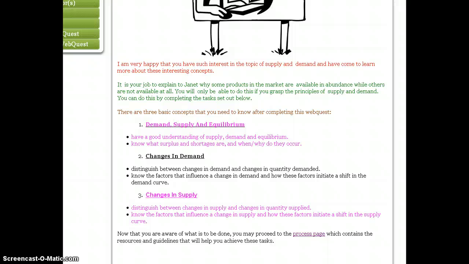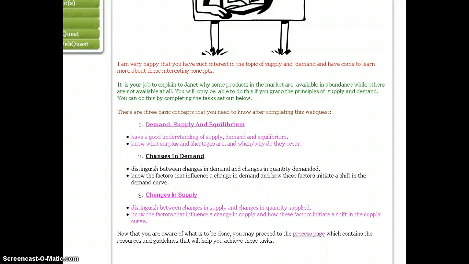The second task is to distinguish between changes in demand and changes in quantity demanded, and know the factors that influence a change in demand and how these factors initiate a shift in the demand curve. The third and final task is to distinguish between changes in supply and changes in quantity supplied, and know the factors that influence a change in supply and how these factors initiate a shift in the supply curve.